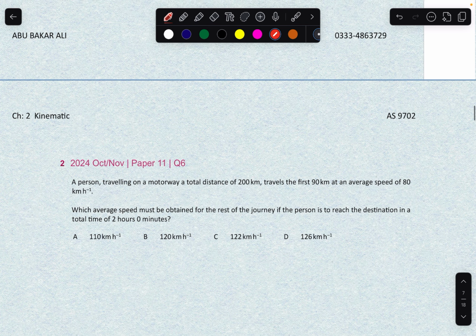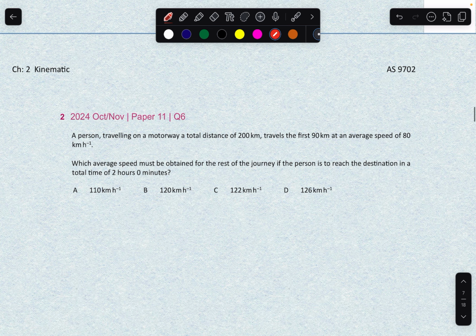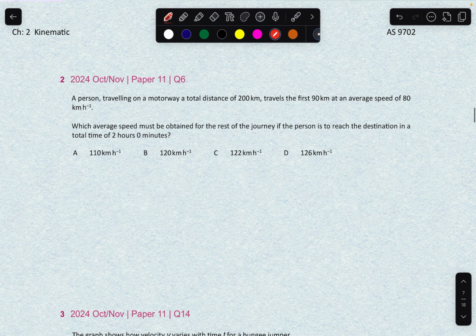So for the next question, a person travels on a motorway, a total distance of 200 kilometers. And then it traveled 90 kilometers at an average speed of this. Which average speed must be obtained for the rest of the journey if the person is to reach the destination in a total time of 2 hours 0 minutes.